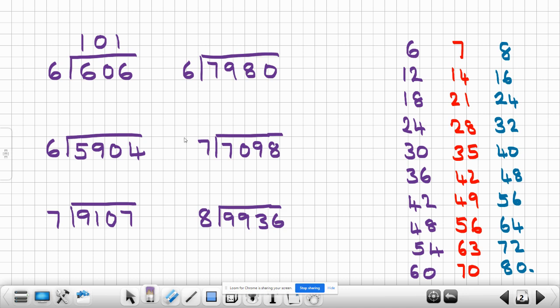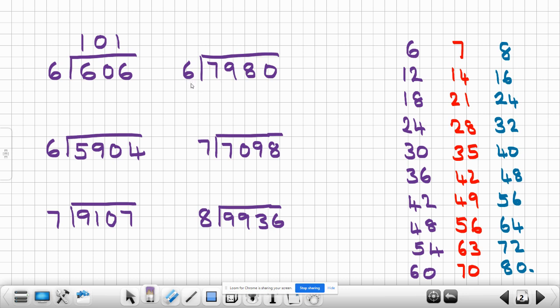Right, let's move on to the second. So this time we're doing 7,980 divided by 6. But hopefully what you'll start to see is it doesn't matter how big the starting number is, because we're only ever dealing with one digit of it at a time, one place value. Okay, let's go for it.